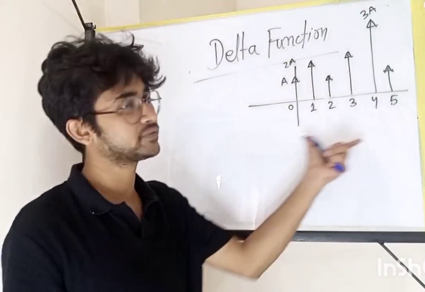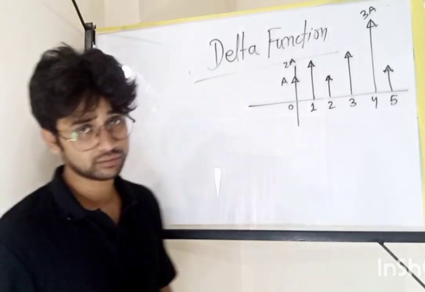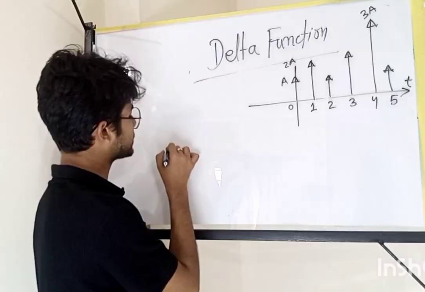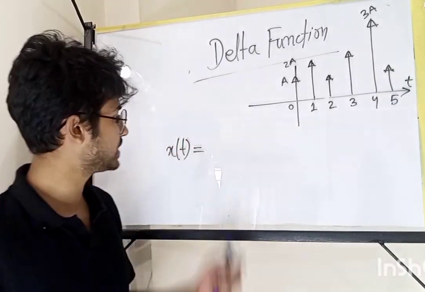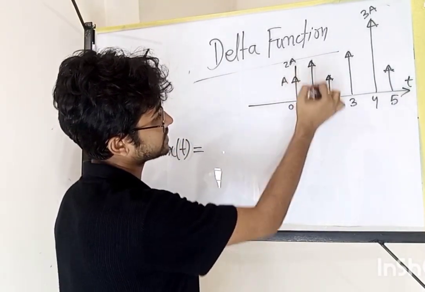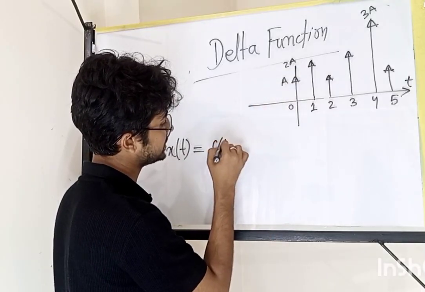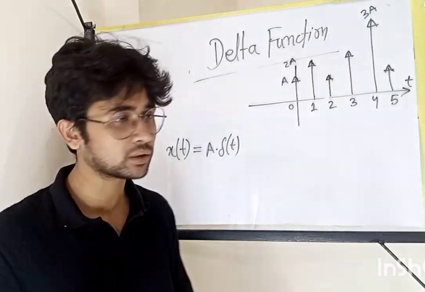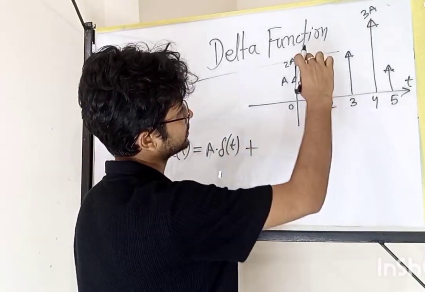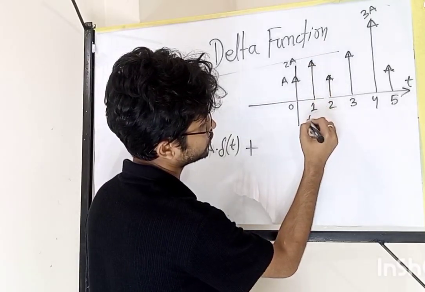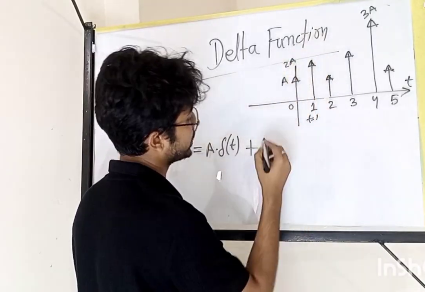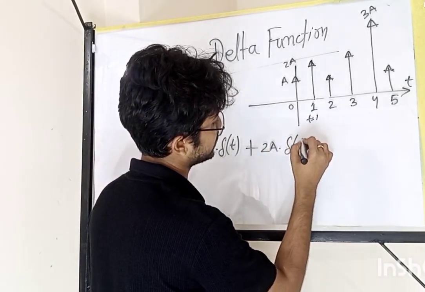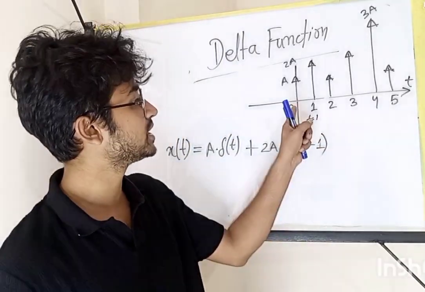You can write this impulsive figure in mathematical terms, and this is definitely a time domain function. So x of t equals delta of t, since there is an impulse at t equals 0, with the amplitude representing the value at t equals 0. Then at t equals 1 the amplitude is 2a, so we write 2a times delta of t minus 1, because it just shifted.